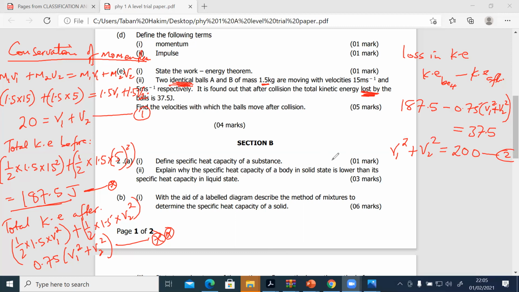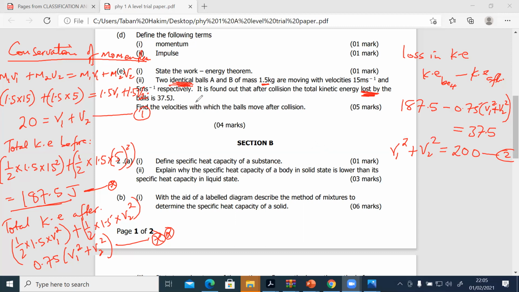Okay. So we have two equations, and we are supposed to find the value of V1 and V2. Since we have two unknowns and two equations, that is a simultaneous equation. So you can use any method to find the value of V1 and V2. You can use substitution, you can use any method that you feel like using.